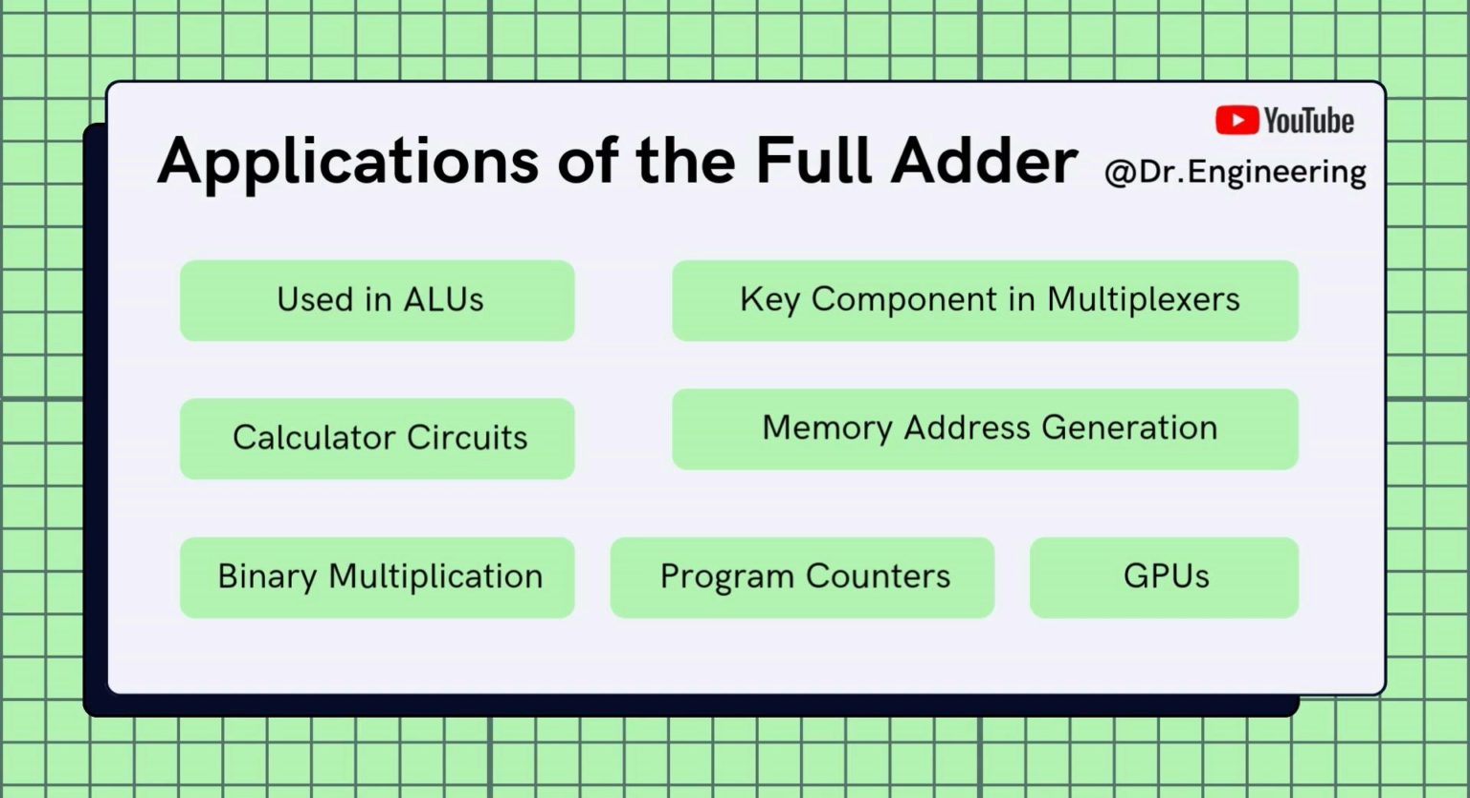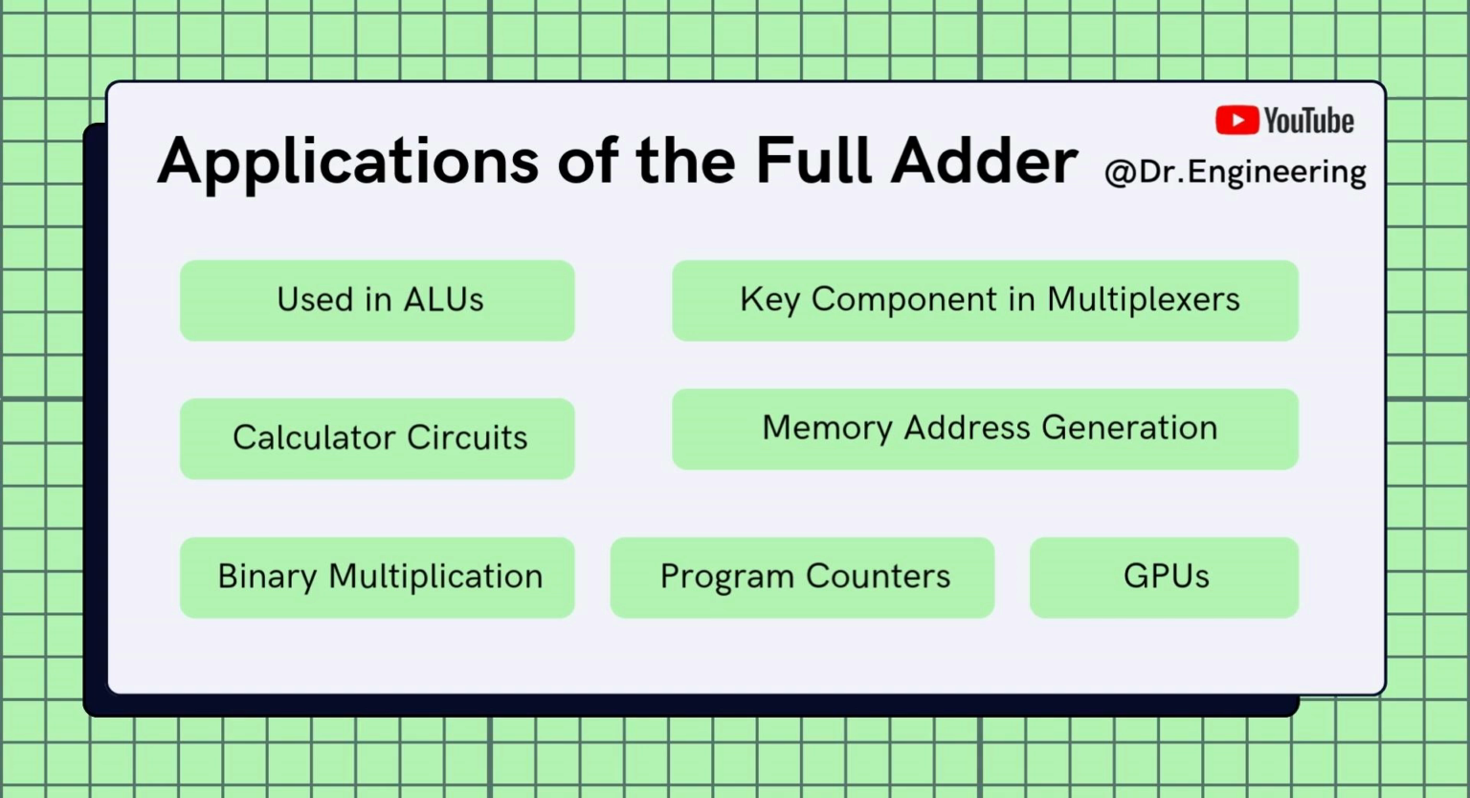2. Calculator circuits. Full adders are also used in calculators to carry out addition operations on binary numbers, which is the basis of how calculators process information. 3. Binary multiplication. Full adders help in multiplying binary numbers by adding partial products, making them essential for binary multiplication processes. 4. A key component in multiplexers. Full adders are used in designing multiplexers, which are critical in routing data through multiple paths in a circuit.